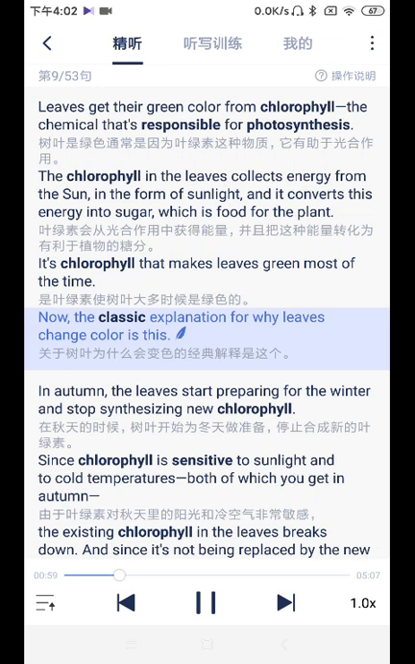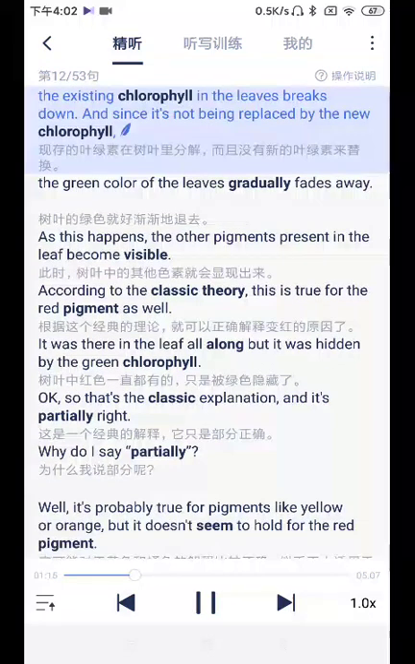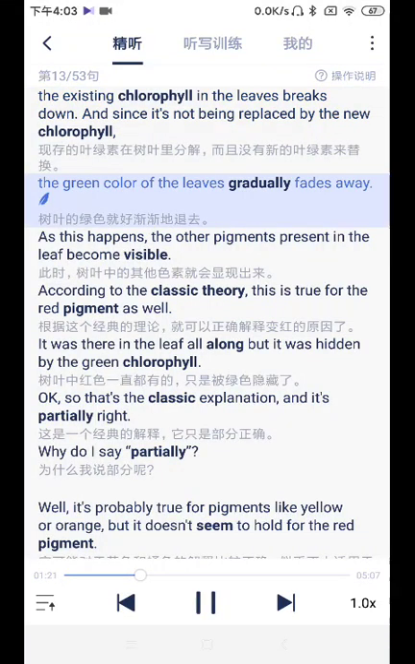Now, the classic explanation for why leaves change color is this. In autumn, the leaves start preparing for the winter and stop synthesizing new chlorophyll. Since chlorophyll is sensitive to sunlight and to cold temperatures, both of which you get in autumn, the existing chlorophyll in the leaves breaks down. And since it's not being replaced by new chlorophyll, the green color of the leaves gradually fades away. As this happens, the other pigments present in the leaf become visible. According to the classic theory, this is true for the red pigment as well. It was there in the leaf all along, but it was hidden by the green chlorophyll.